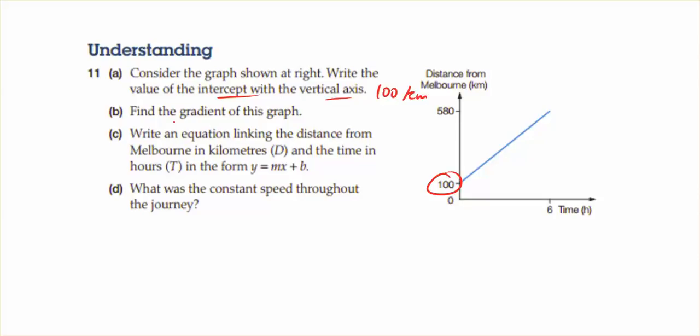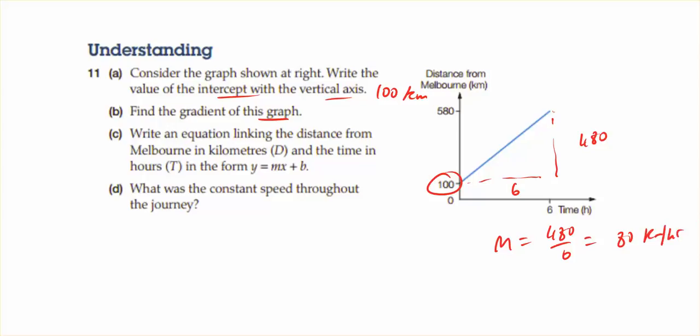Kilometers. Find the gradient of this graph. Now, to get the gradient of the graph, you want rise and run. So if you look at the graph, what's my rise? What's my run? My rise is 480 because from 100 to 580, that's 480, and my run is 6. So my gradient m is 480 divided by 6, and it's positive, so we just leave it as positive. So 6 8s are 48, so it's 80 kilometers per hour.